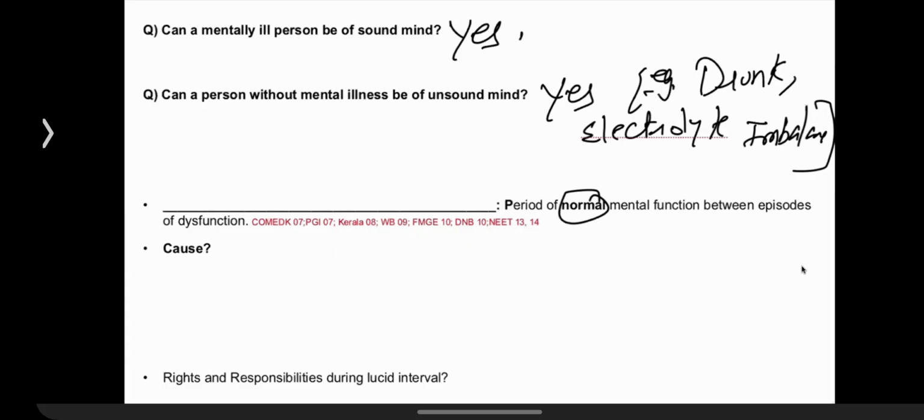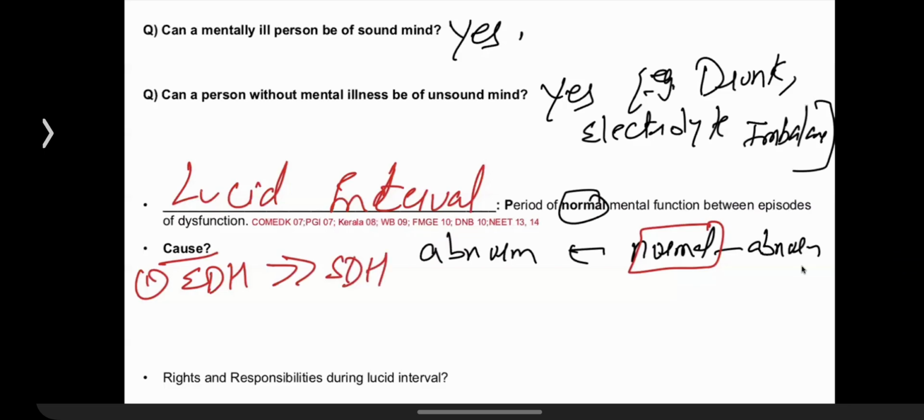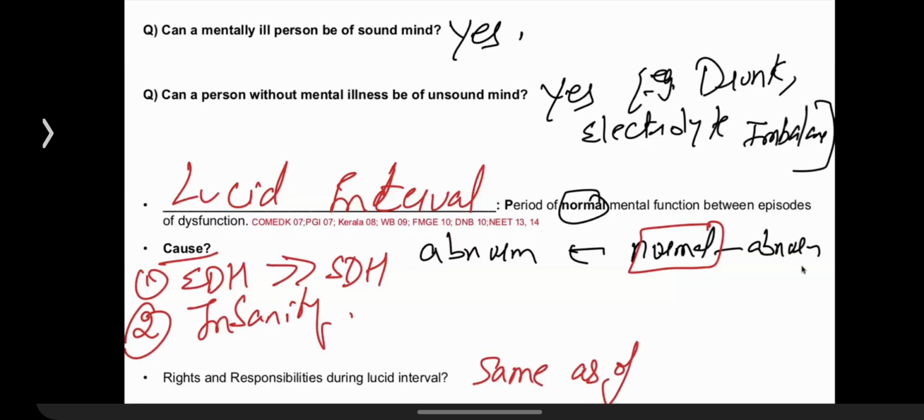Now, a period of normal behavior in between the periods of abnormality is called lucid interval. The cause can be head injury, mostly EDH, sometimes SDH, and insanity. During lucid interval, the rights and responsibilities are the same as of a normal person.